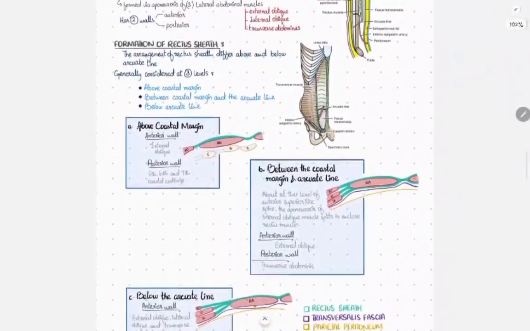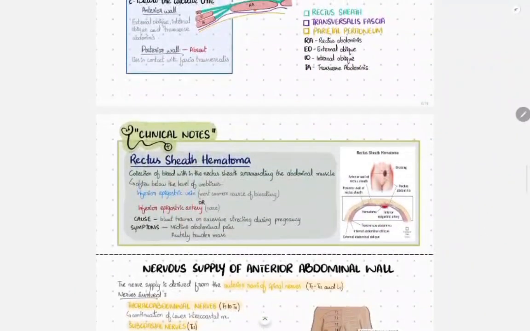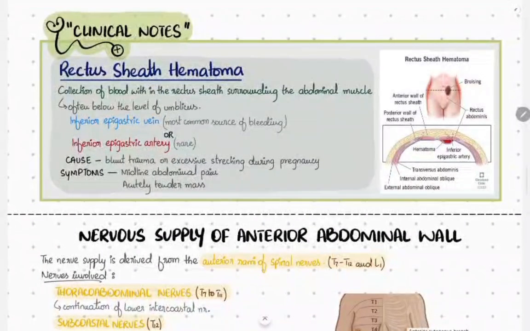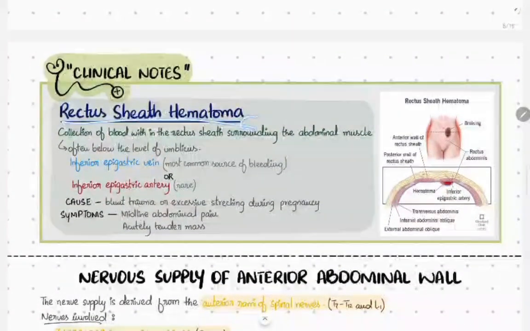So that concludes our lecture on rectus sheath. One important point is the clinical relevance of the rectus sheath: the rectus sheath hematoma. Hematoma is the collection or pooling of blood within the rectus sheath, often below the level of the umbilicus, and the most common source of bleeding is the inferior epigastric vein. The causes are blunt trauma or excessive stretching during pregnancy. The symptoms are midline abdominal pain and an acute tender mass.